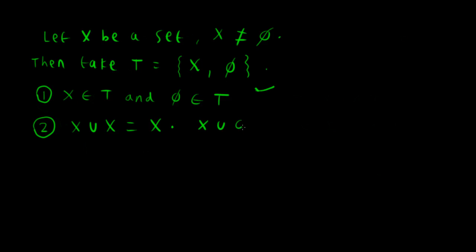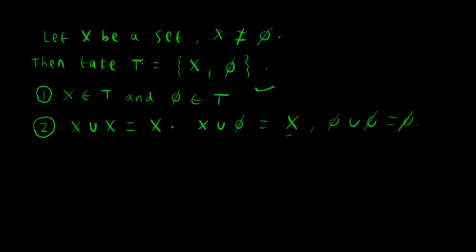And X union the empty set is going to be equal to X. And the empty set union the empty set is going to be the empty set, indeed. If you union two nothings together, you get nothing. But yes, so you can see that regardless of what's in the union, the answer is just going to be X or the empty set.